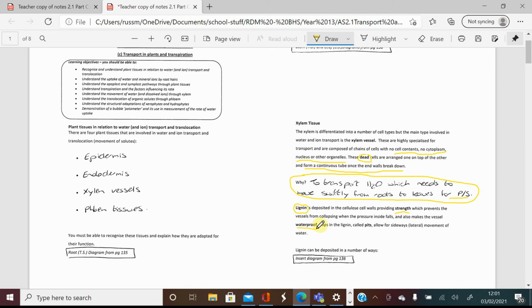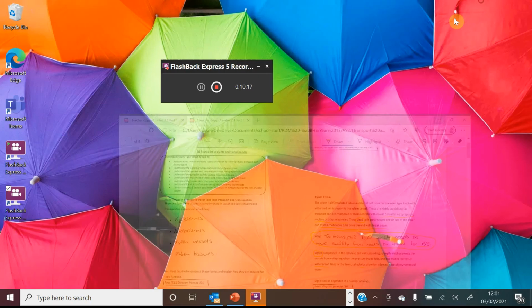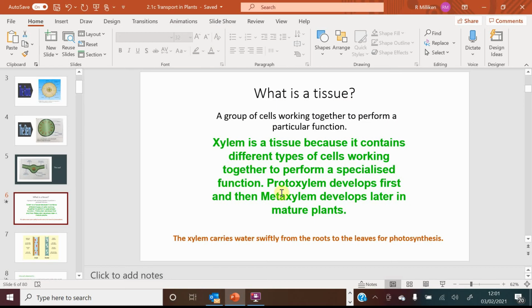It means that water cannot escape unless it's given gaps in places to do that. Okay, and in order to allow water to go out at certain places, there are pits, little holes that allow for sideways or lateral movement of water. Okay, so those are some of the main things within the xylem. Let's go back to the PowerPoint and have a look.